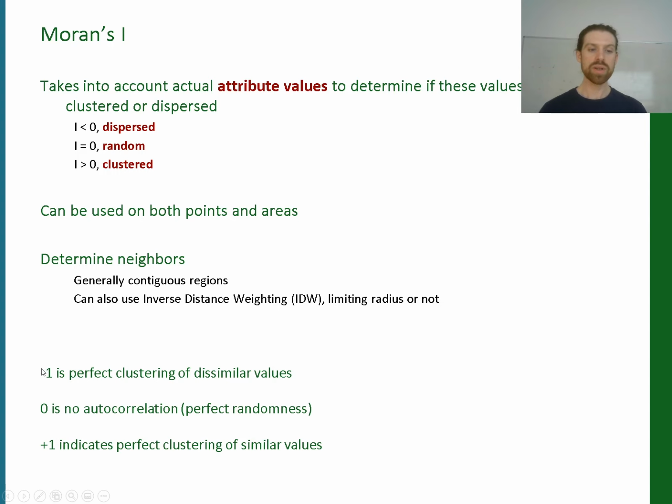The point is that if the Moran's I that we get is -1, then we would have perfectly clustered dissimilar values. And if it's 0, that's basically perfect randomness. There's no autocorrelation. This is good if you're running regressions, because then you don't have to worry about spatial autocorrelation. Or if it's +1, or strongly positive, then we would end up with quite strong clustering of similar values. Okay.